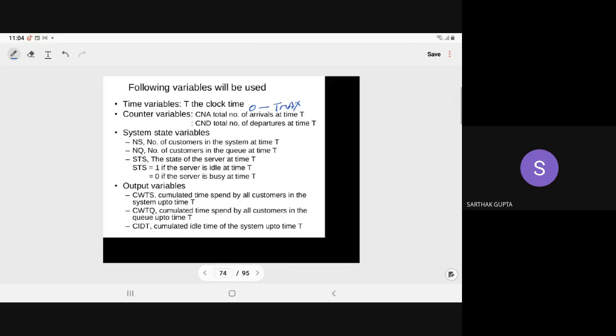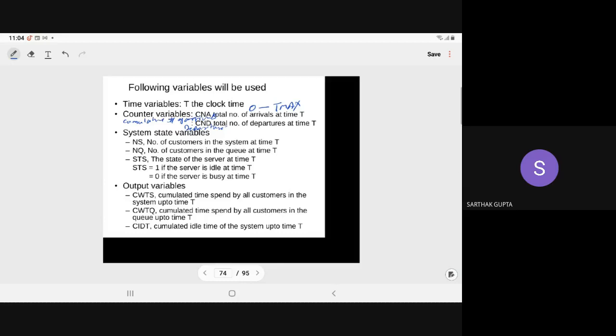Then we have the two counter variables CNA and CND. CNA denotes the cumulative number of arrivals and CND denotes the cumulative number of departures. So it measures how many customers have joined up to that point of time.